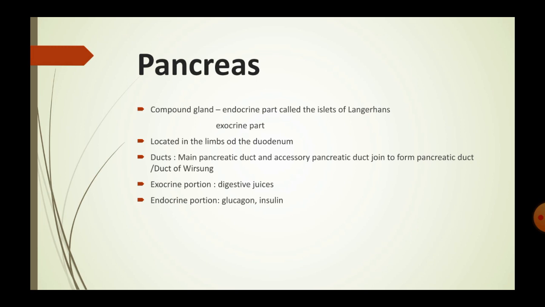Speaking of the ducts of the pancreas, looking at the embryology, the pancreas develops as the dorsal pancreas and the ventral pancreas, and the two ducts arising from both the dorsal and ventral pancreas unite to form the pancreatic duct or the duct of Wirsung.